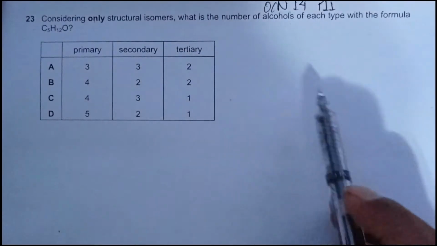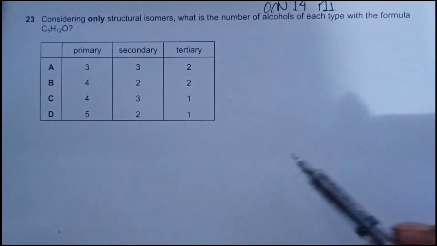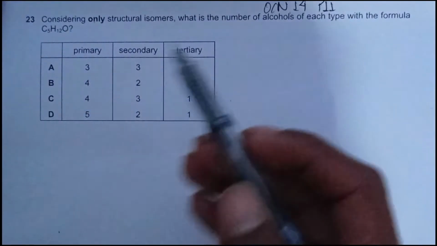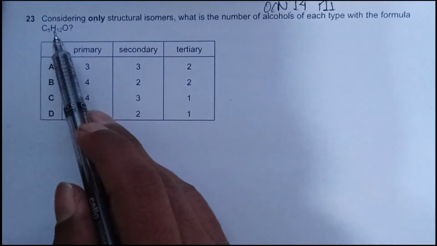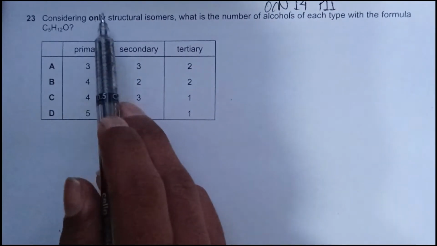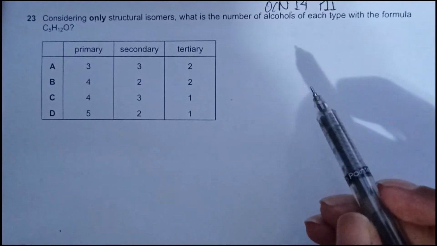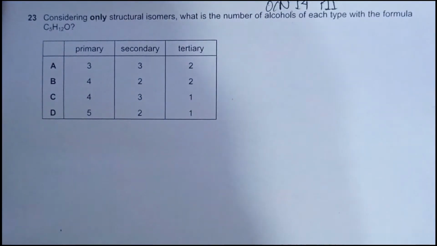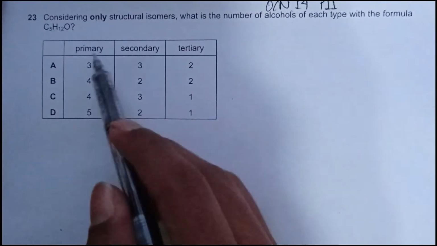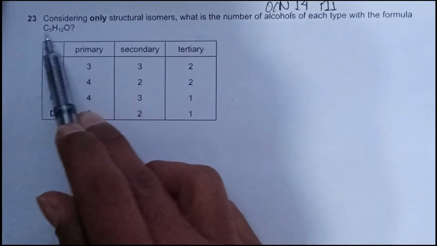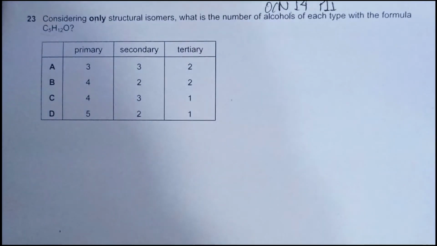The question says only structural isomers, so we should rule out optical isomers because that is stereoisomerism. From stereoisomerism, cis-trans is not possible for this structure because we cannot have a carbon-carbon double bond. So we are excluding optical isomers. What is the number of alcohols of each type with formula C5H12O? We need to deduce all primary, secondary, and tertiary structures of this formula.